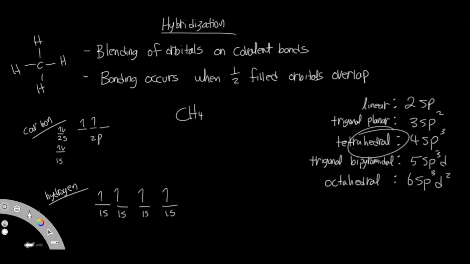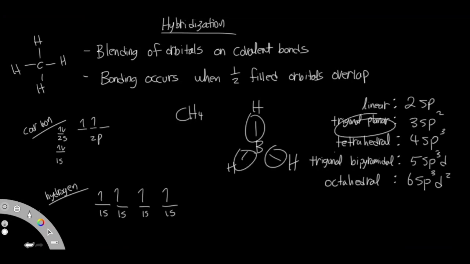It is going to be tetrahedral because there are 4 different bond segments. If there was, let's say, BH3, this is 1, 2, 3, this would be trigonal planar, right? But because we're dealing with 4, 1, 2, 3, 4, we're going to be dealing with tetrahedral. If you see 5 bond segments, then it'll be trigonal bipyramidal, and if you see 6, then it'll be octahedral.